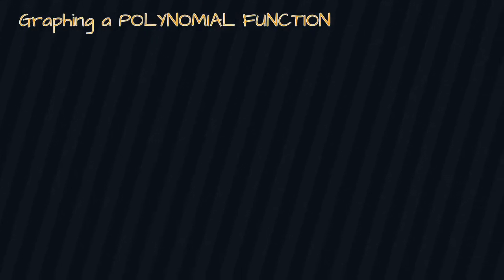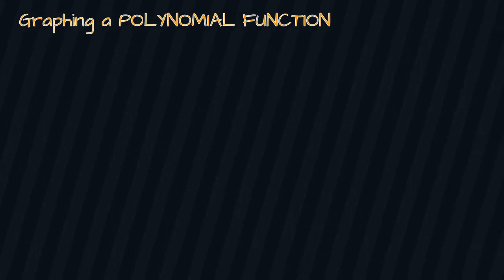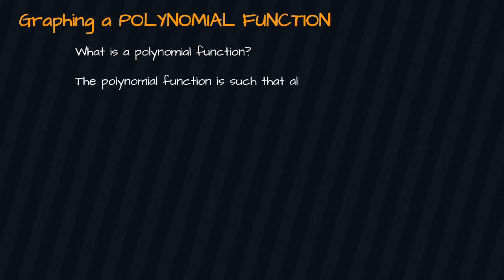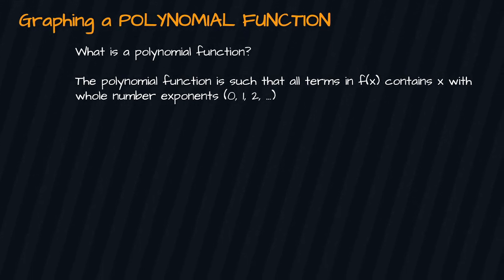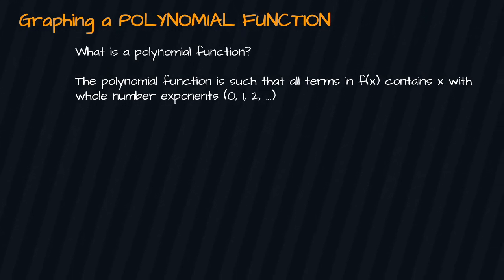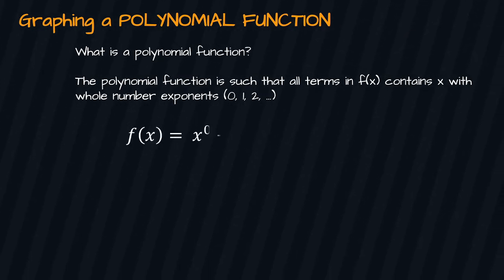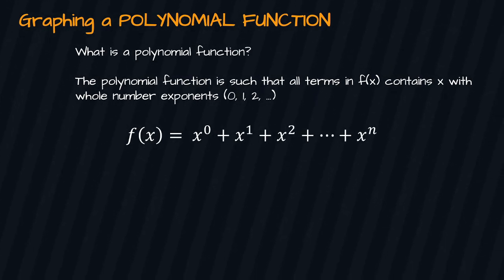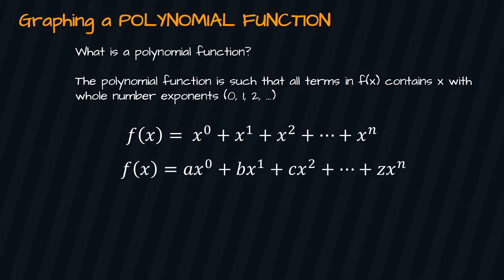Moving on to our next type of function, we have now the polynomial function. But what is a polynomial function? The polynomial function is such that all terms in f of x contain x with whole number exponents 0, 1, 2, and so on. We can write a polynomial function in the form f of x equals x raised to 0 plus x raised to 1 plus x raised to 2 and so on.